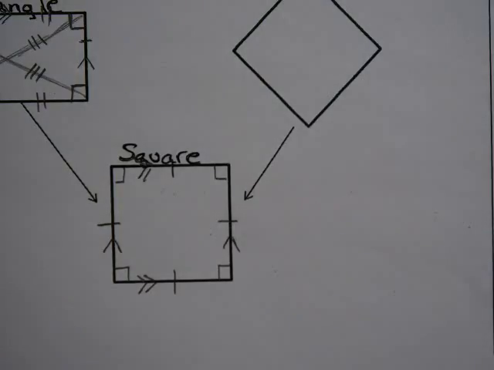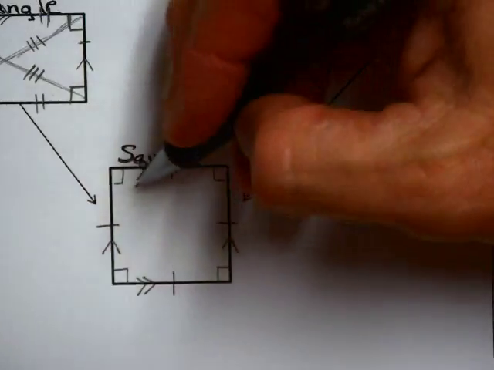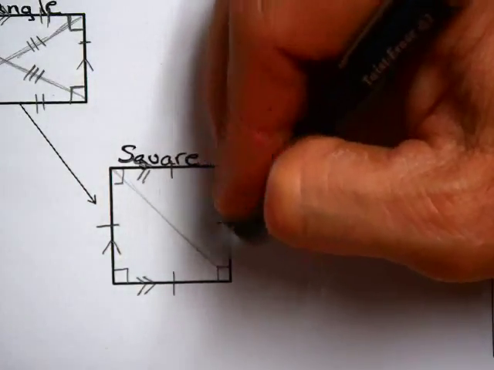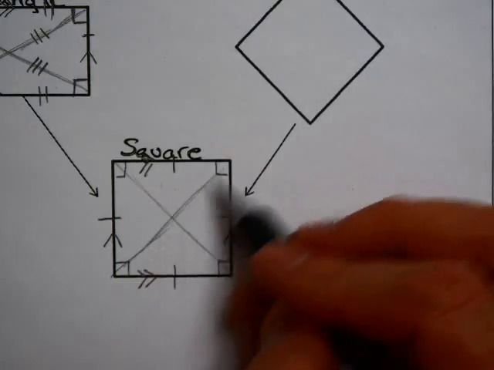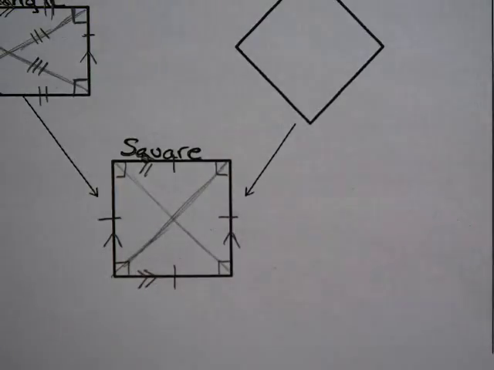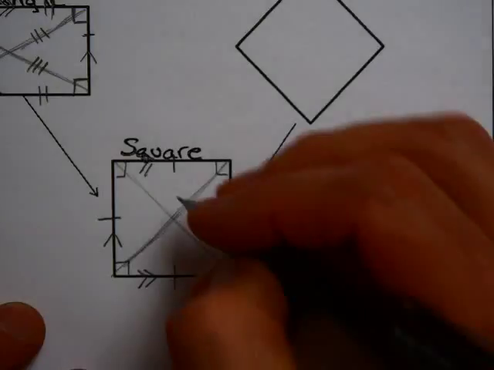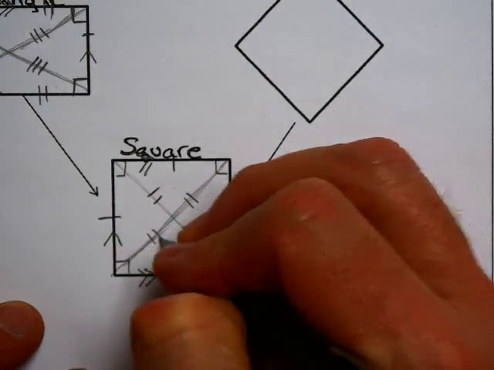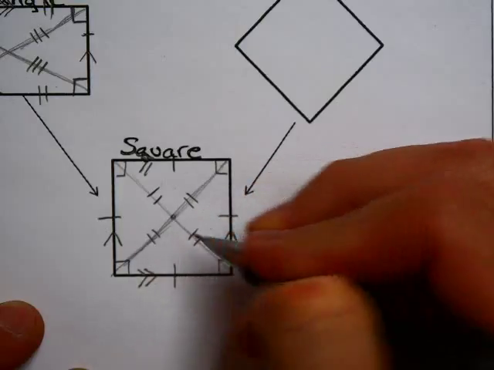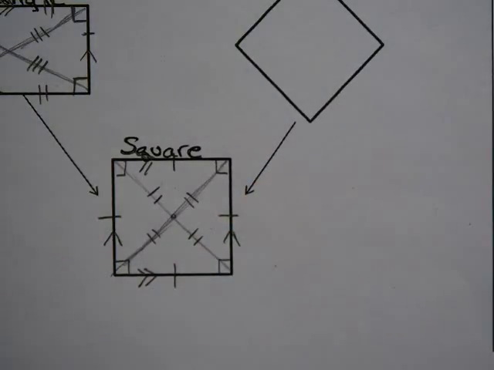What about diagonals? They are the same, just like a rectangle. The diagonals are going to be equal. This diagonal is going to be equal to this diagonal in total length, but they also split each other in half. We call that bisecting. So this piece, this piece, this piece, and this piece, all from the center, are equal.